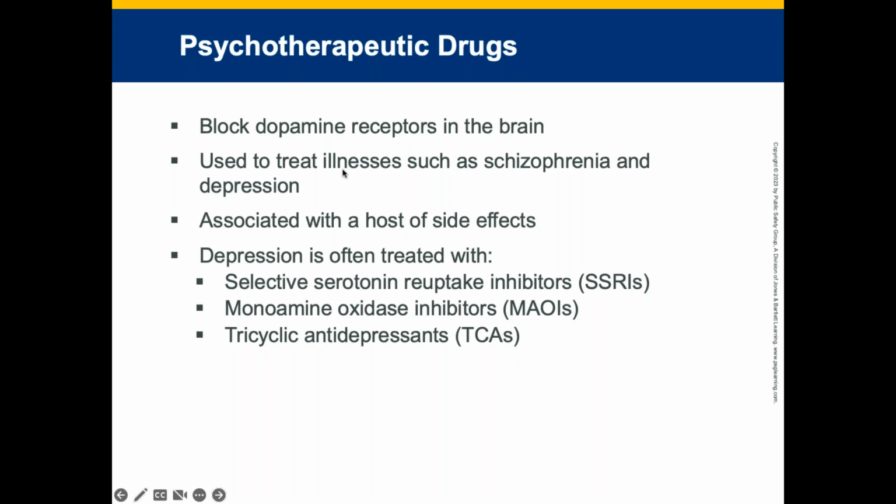This is used to treat illnesses such as schizophrenia and depression, and is associated with a host of side effects. Some side effects would be involuntary movements, tremors, rigidity, muscle contractions, restlessness, and changes in breathing and heart rate. Orthostatic hypotension, so truly check orthostatics, lying down, sitting up, standing. Sedation, sexual dysfunction. And a lot of times depression is often treated with SSRIs, MAOIs, and TCAs.